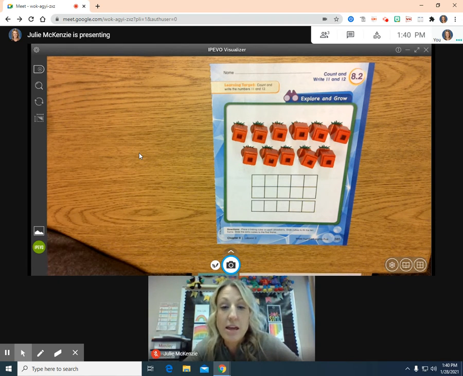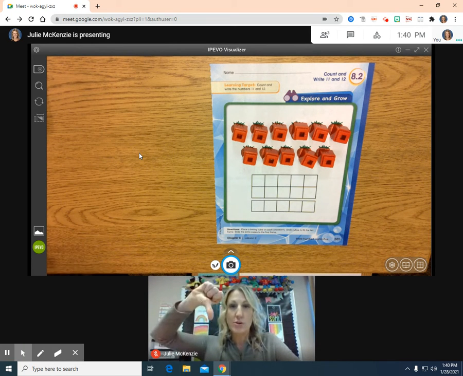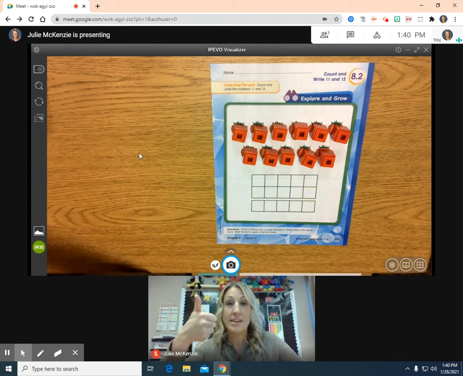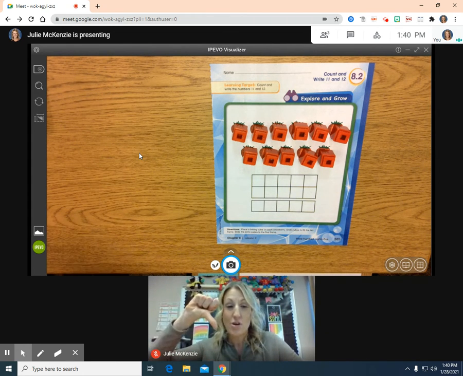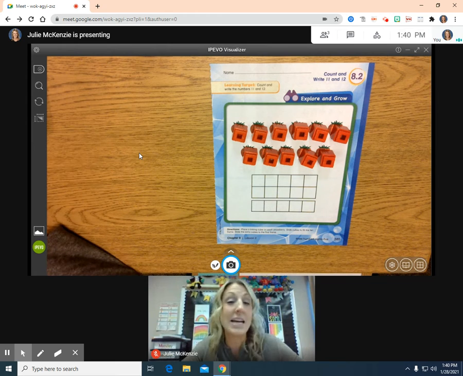Do you think that all 11 of my cubes will fit on one 10 frame? Tell me yes or no. Do you think all of my cubes will fit on one 10 frame? Yes or no? If you said no, you were correct. I have 11 strawberries. That's too many.